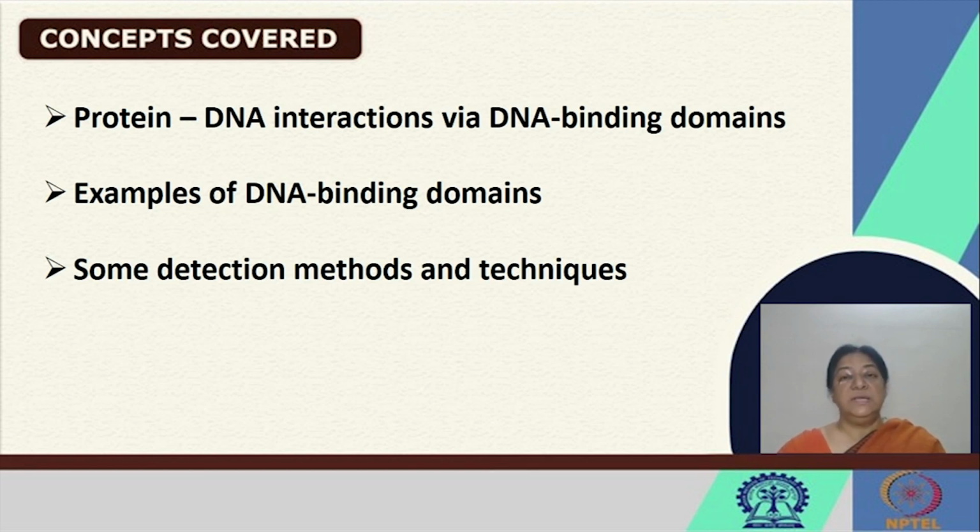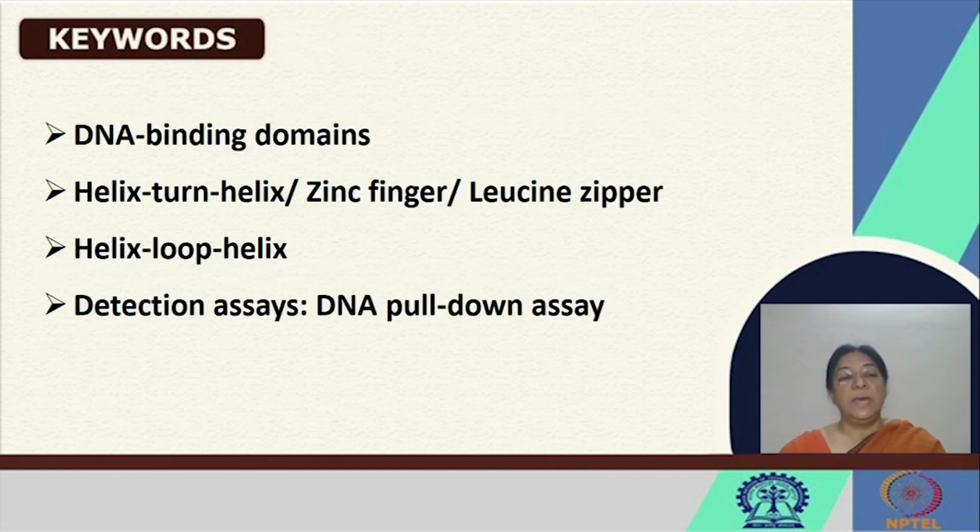For the protein DNA interactions, there are specific DNA binding domains, and their specificity or their mechanism of action is important based on the structure that they adopt to bind to DNA. So we will be looking at DNA binding domains. These are helix turn helix, zinc finger, leucine zipper, helix loop helix, and in the detection assays in this particular lecture, we will be looking at the DNA pull down assay. In the previous lecture, we looked at the electrophoretic mobility shift assay.